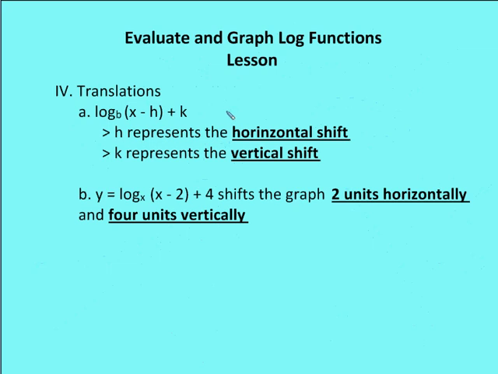All right, let's talk about translating functions. This is very similar to the translated function for exponential growth and decay, where h represents the horizontal shift. So I have log base b of x minus h, plus k. K represents the vertical shift. So I have y is equal to log base b of x minus 2, plus 4. I shift the graph 2 units horizontally and 4 units vertically. When you see a function like that, you know that you're going to make that shift relative to the form.